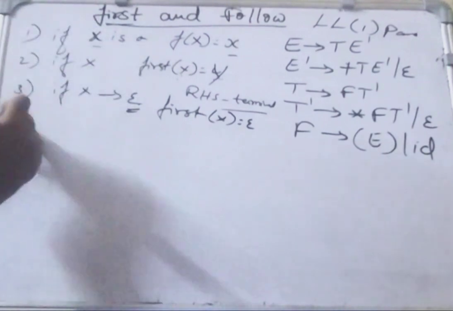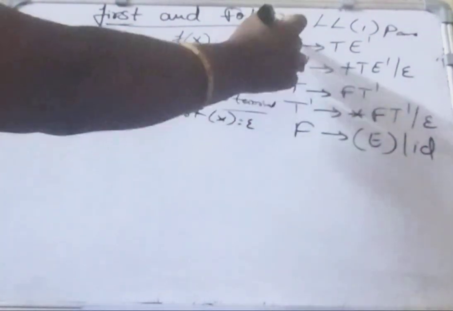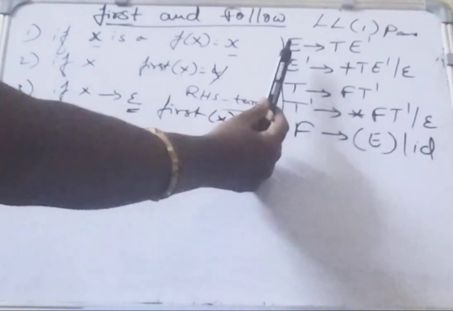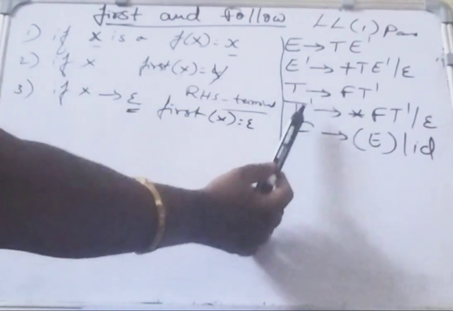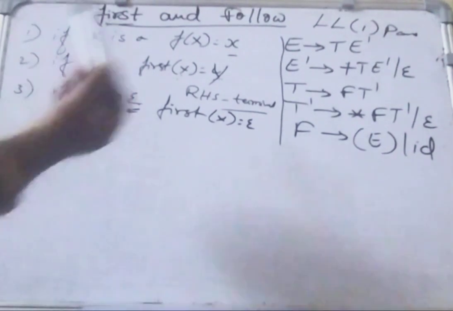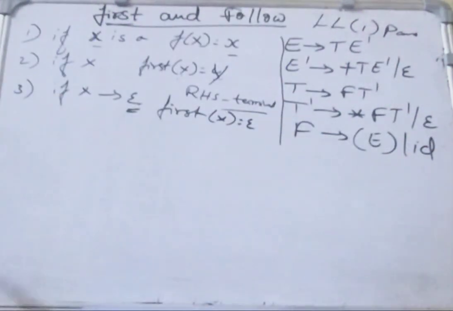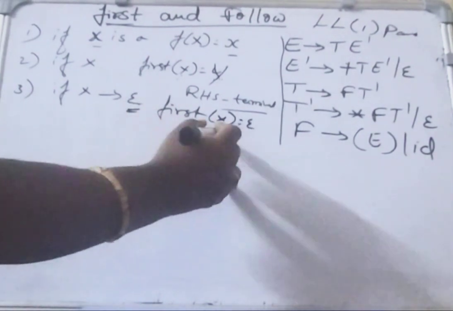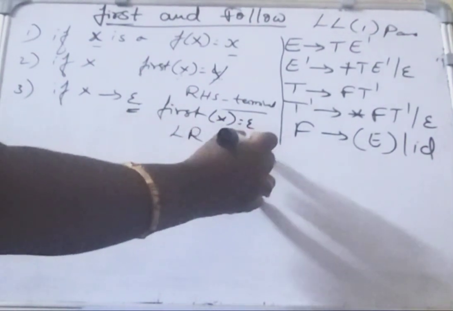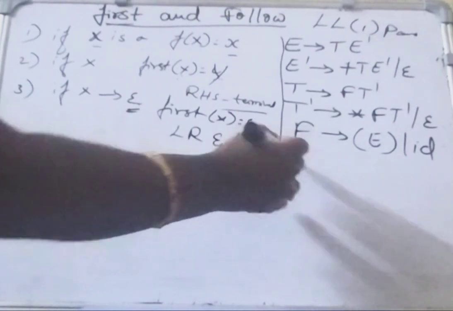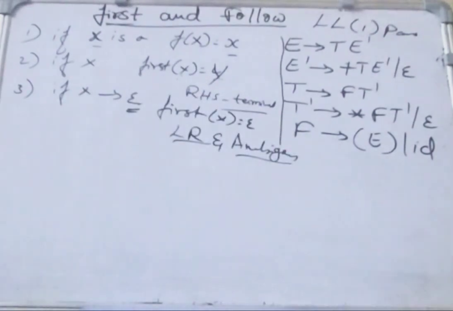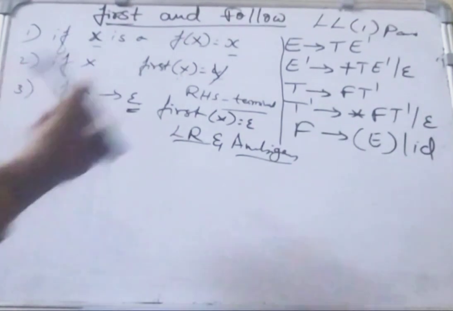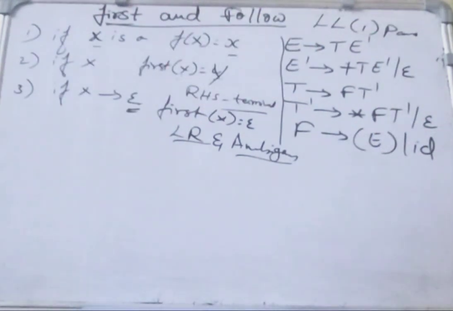Okay guys, now we'll see the first. If you observe this grammar, the left hand side non-terminals are E, E dash, T, T dash and F. Always remember, in LL1 grammar it should not have any left recursion and it should not be an ambiguous grammar. For such grammar only can you construct the predictive parser, or what we call the LL1 parser.